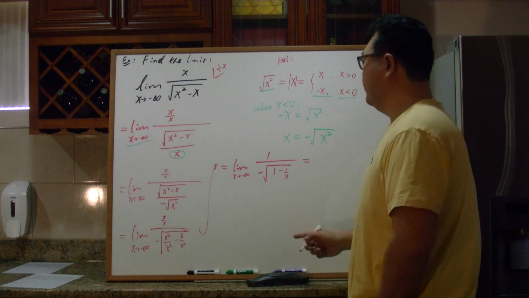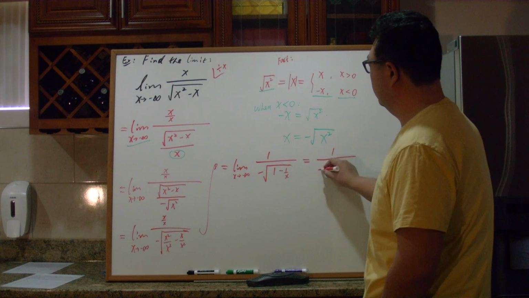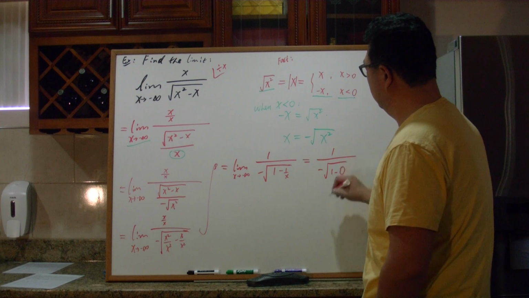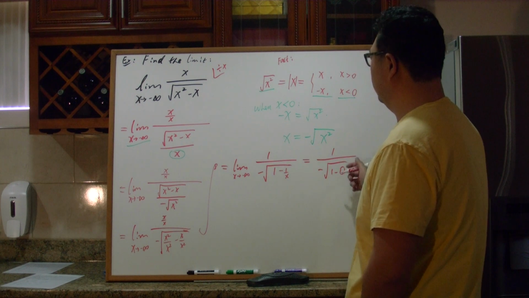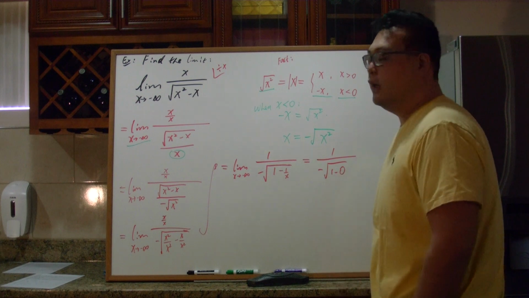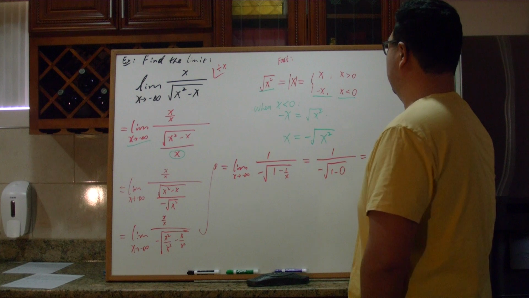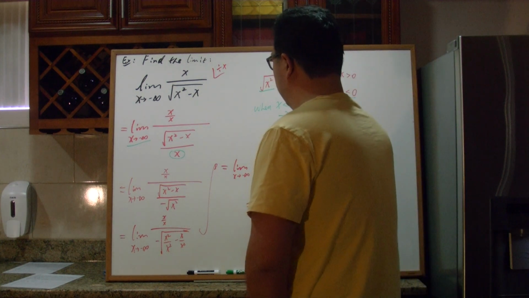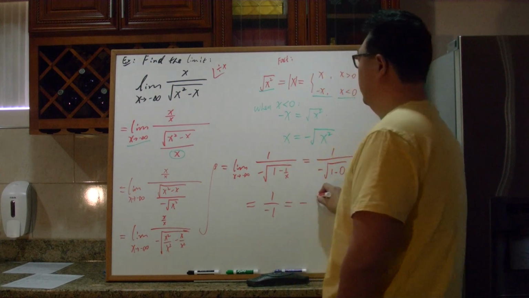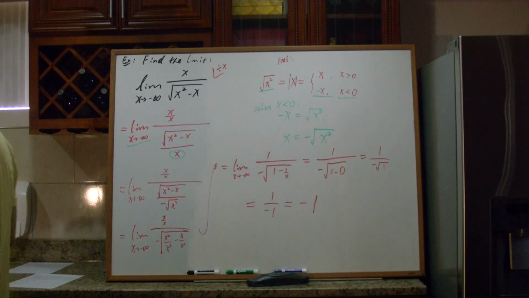For x going to negative infinity, this 1 over x goes to 0. Negative 0 doesn't matter, it's still a constant. Subtracting the 0, that's 1 over negative radical 1. That is 1 over negative 1, which is negative 1.